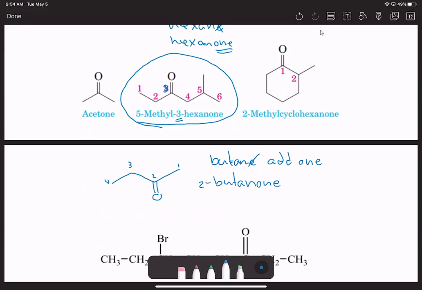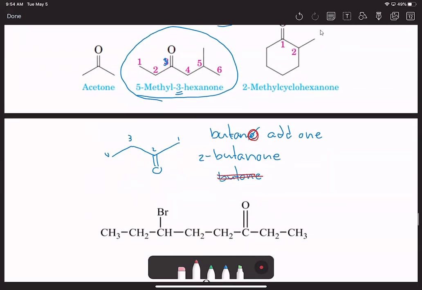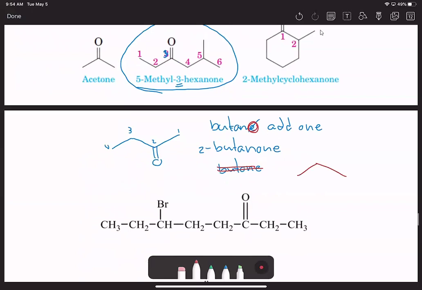2-butanone. Now, we don't want to cut too much off here, because some students will do this and call it butone, and that's cutting off a little bit too much. The only thing we're dropping is the E, not the ANE. We're just dropping the E, so this becomes butanone, not just butone. We could just keep continuing on. It really wouldn't matter.